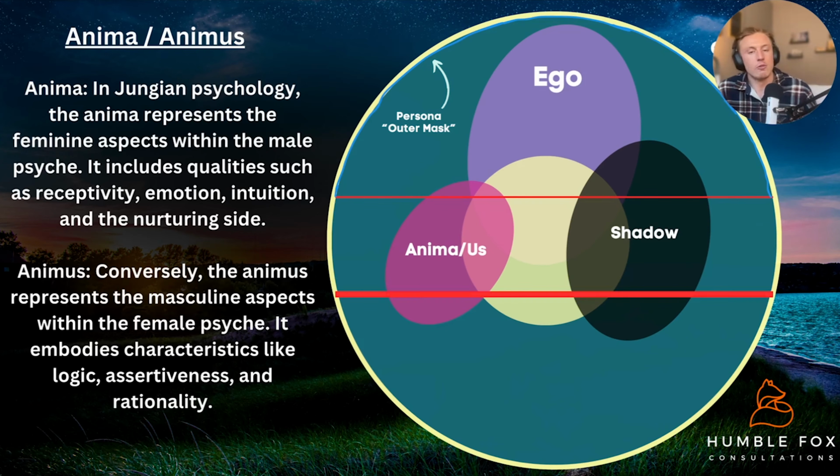So, for instance, in individuals who identify as men who are predominantly masculine, they're going to have a feminine anima. And that anima is going to be an archetypal structure of woman or feminine energy.